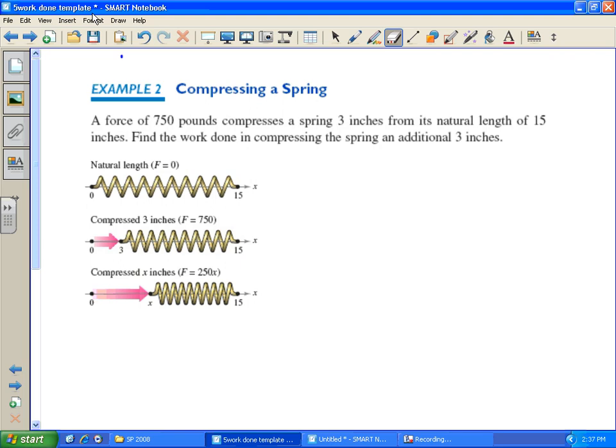Okay. Next, we will take a look at a spring mass system.